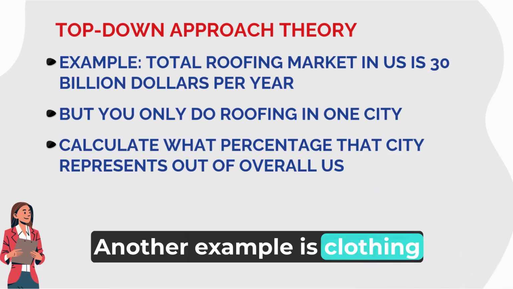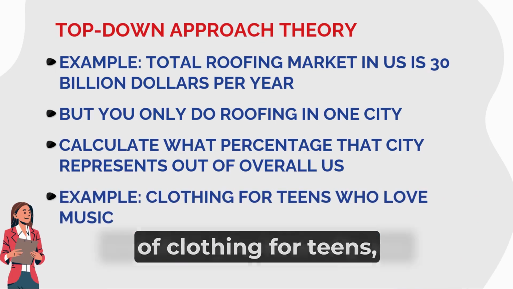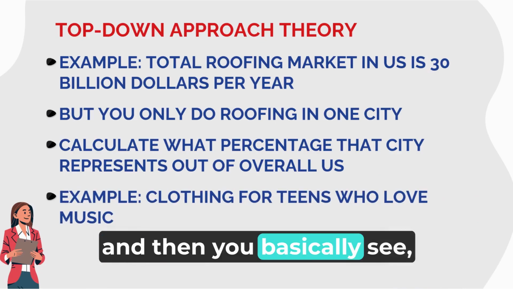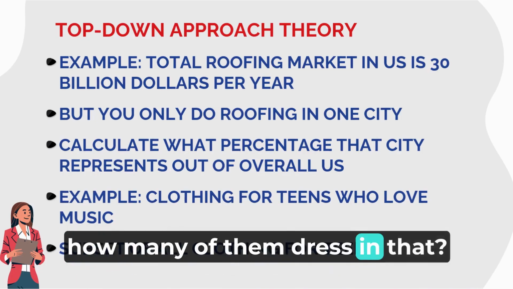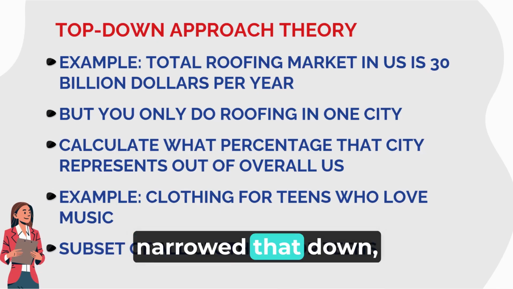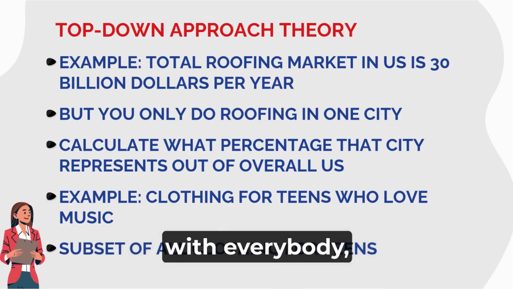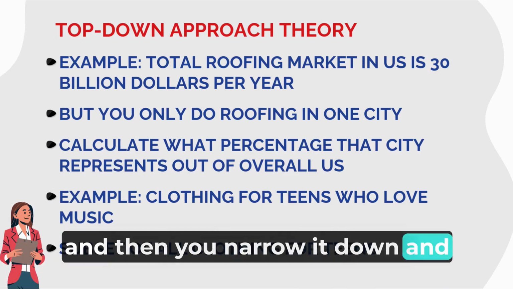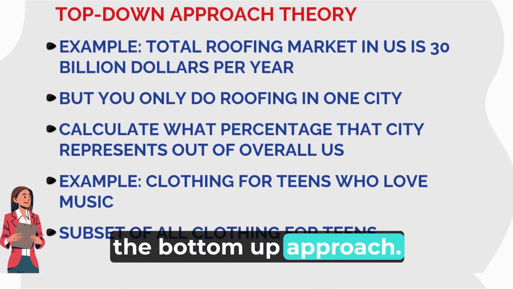Another example is clothing for teens who love music. You take the whole market of clothing for teens, and then you see how many of them like that certain music, how many of them dress in that style, and once you've narrowed that down, then you have your addressable market. So you go from the top, which is everybody, and then you narrow it down and you get your market. Now let's talk about 2 other approaches, the bottom-up approach and value theory.